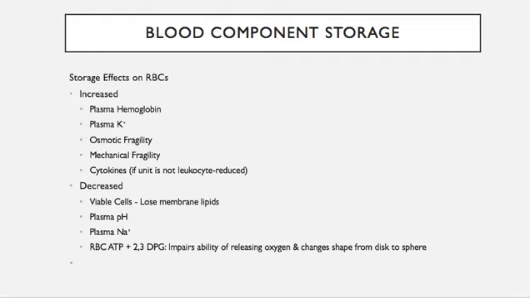And then some of the storage effects on red cells. Over time, those stored red cells can have increased plasma hemoglobin, plasma potassium, osmotic fragility, mechanical fragility, and cytokines if the unit is not leukocyte reduced, and then decreased viable cells. Over time, those red cells are going to lose membrane lipids, and have decreased plasma pH, plasma sodium, red cell ATP, and 2,3-DPG, so this impairs the ability of releasing oxygen and changes the shape of the red cell from a disc to a sphere.